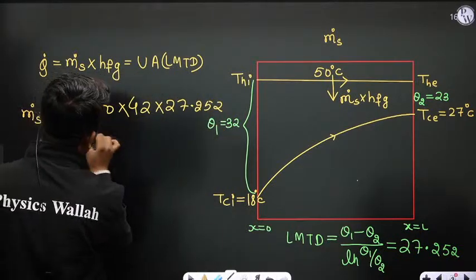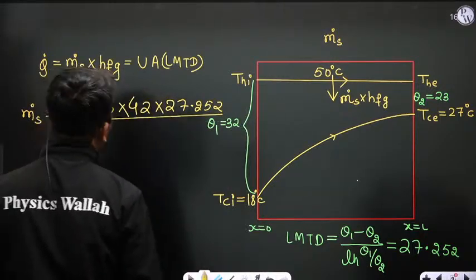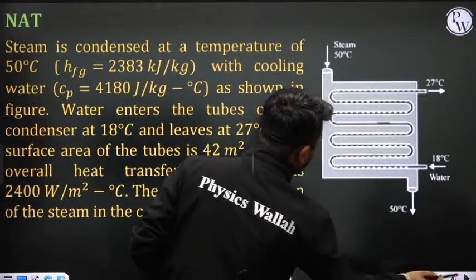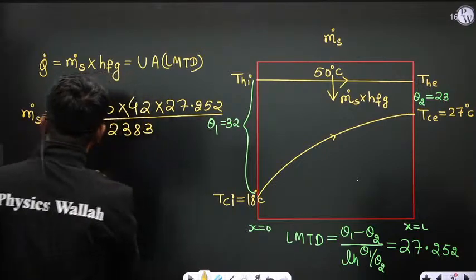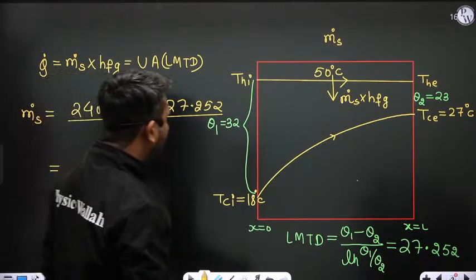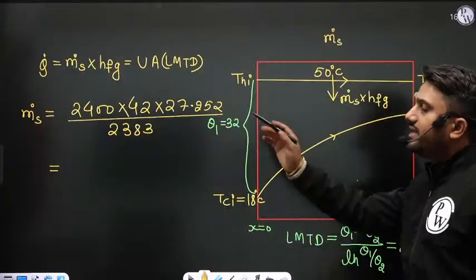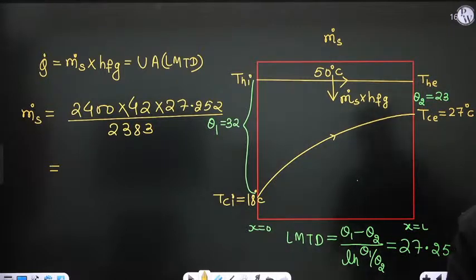27.252 divided by the hfg. And what is the hfg? That is 2383. So calculate the m dot s from here. Tell me what is the m dot s.